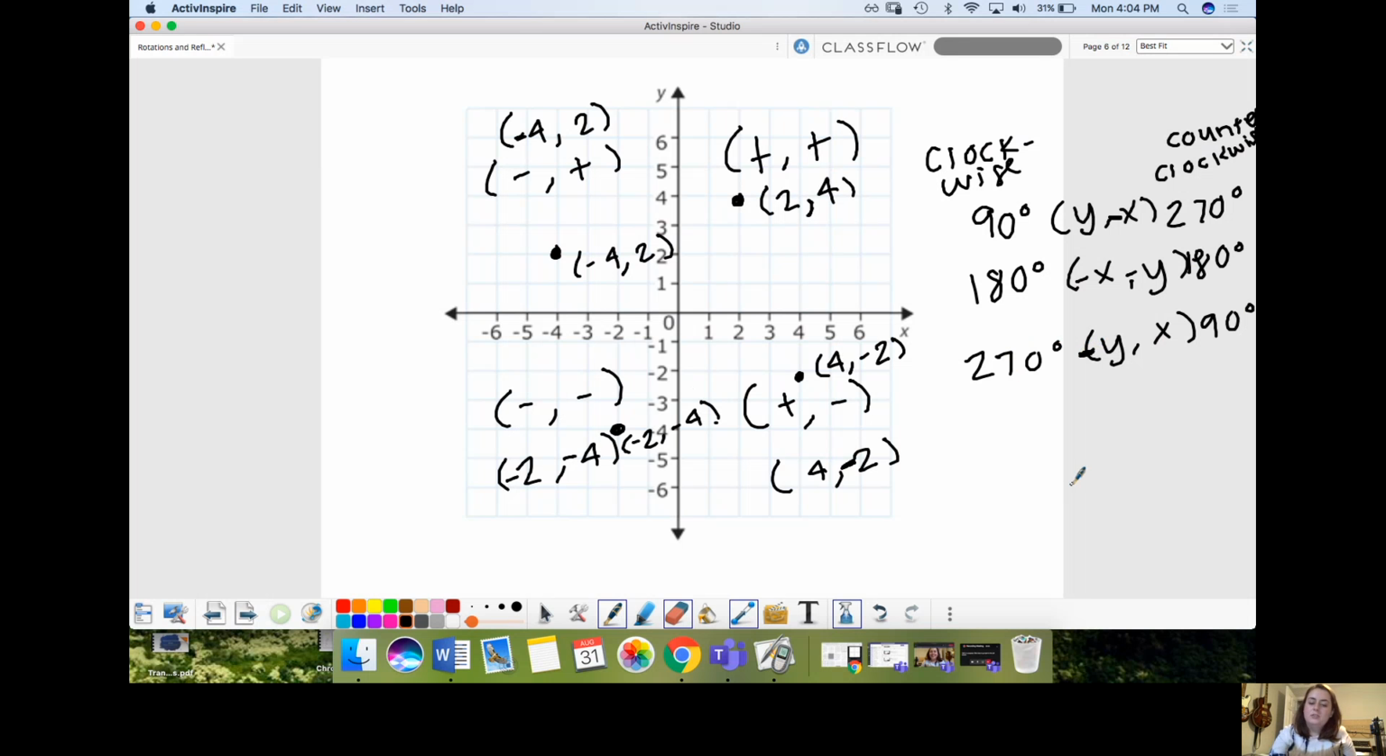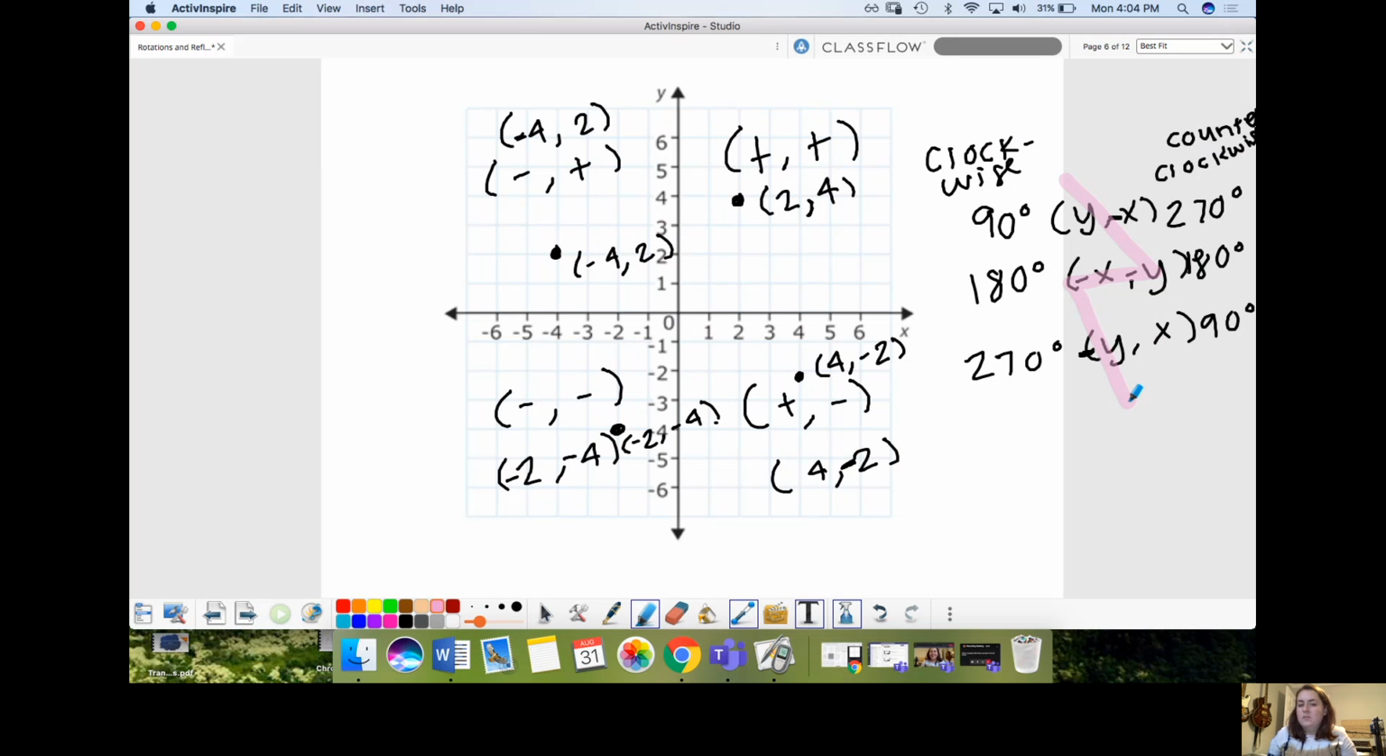And so I think Mr. Serra calls this the Harry Potter because he puts his zigzag through the ones that change signs. If that helps you memorize it, then you can. Or if it helps you to visualize how it is changing, you can do that as well.